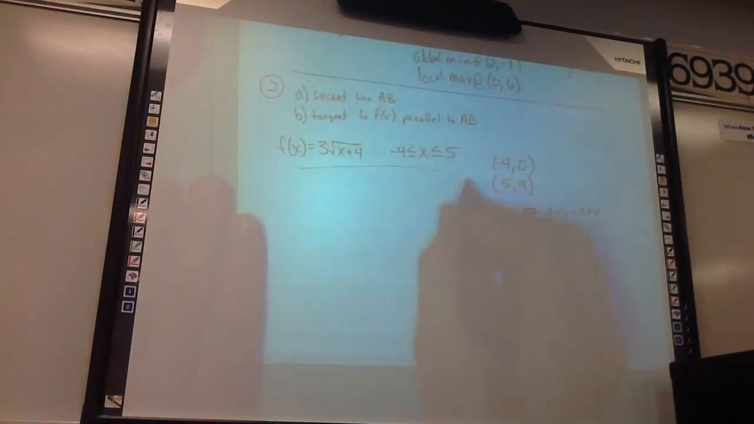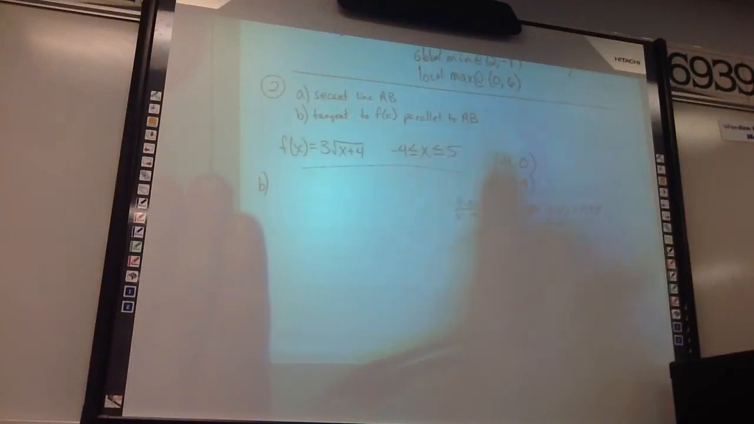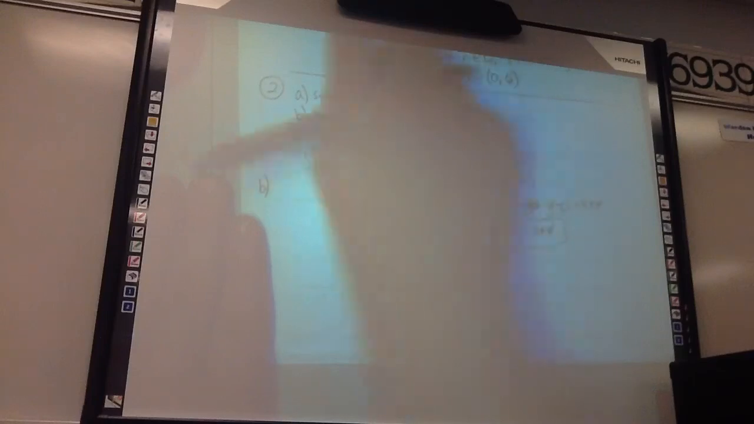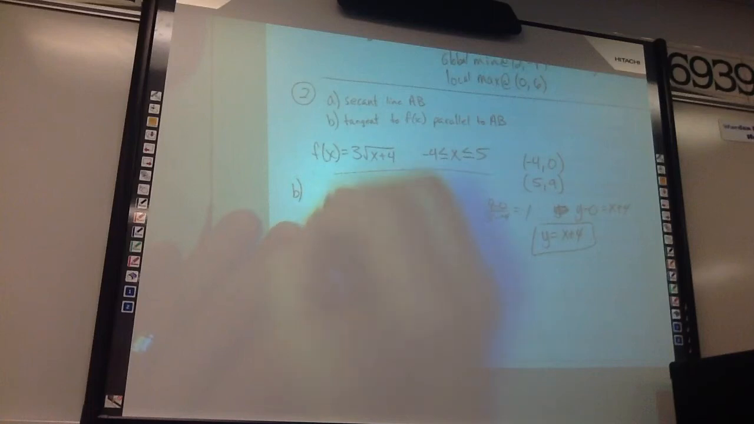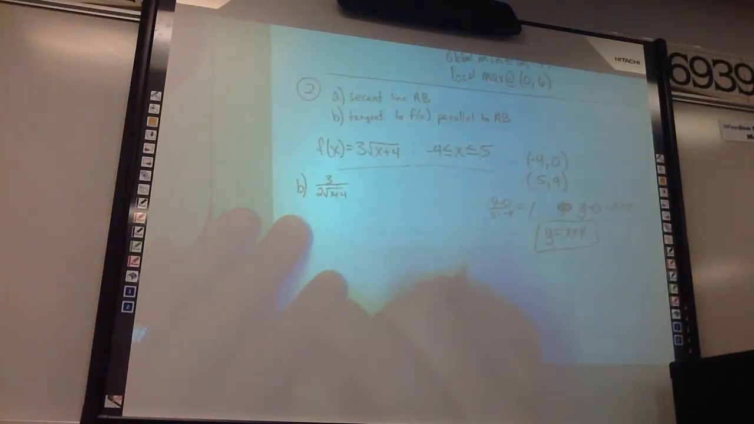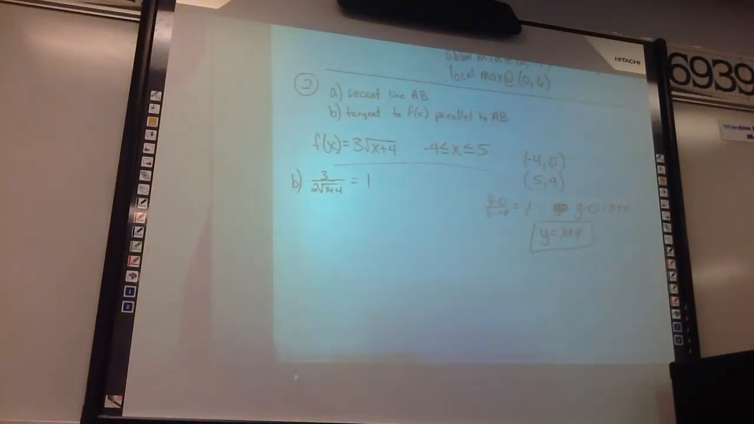So now, this is where people get messed up. You know your slope, it's 1. You're finding where the tangent is parallel to the secant line, so you want to figure out when the slope of this equals 1. How do you find slopes of things? Derivative. We know from earlier, we should already have our derivative: 3 over 2 root x plus 4 was our derivative, right? You could have just left it as 1.5 on the top. So you get 3 over 2 root x plus 4 equals 1.